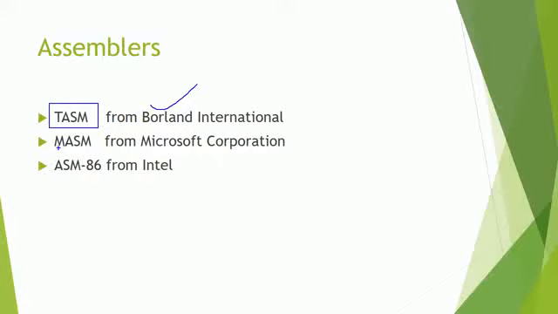And we have one more assembler called MASM. MASM is nothing but the Macro Assembler. Okay, now the Macro Assembler is one which is developed by Microsoft Corporation. So MASM is one kind of assembler which is developed by Microsoft Corporation. And we have one more, means different types of assemblers are there in the market.